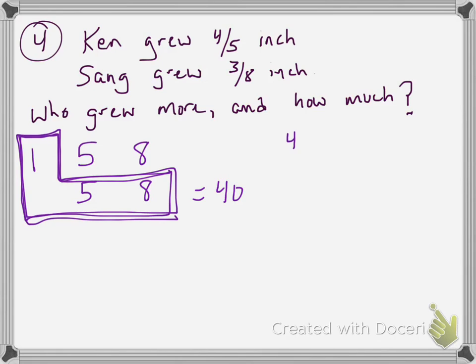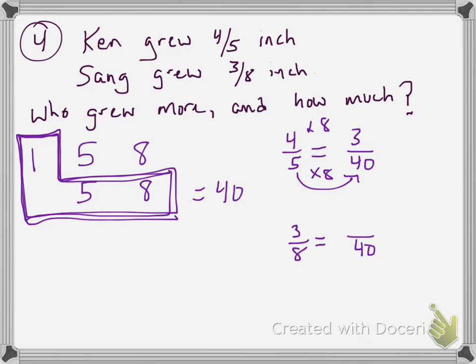So 4/5 is going to become a certain number of 40ths, and 3/8 is going to become a certain number of 40ths. So how many times does 5 go into 40? That's going to go 8 times. I have to multiply by 8. So I have to do the same thing on the top. So that would give me 32.